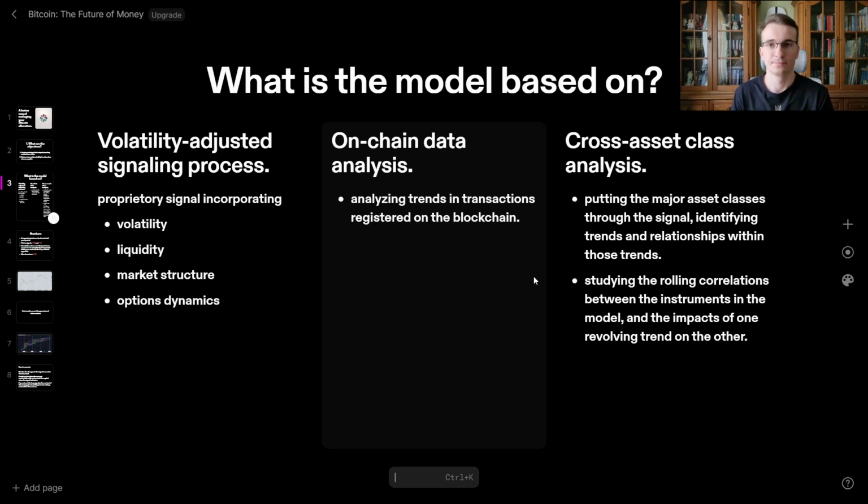What's the model based on? Volatility adjusted signaling process, on-chain data analysis, and cross-asset class analysis. Volatility adjusted signaling process is a proprietary signal that we created that we utilize for trading all of the asset classes. On-chain data analysis, this part of the model we outsource to another independent research company. And cross-asset class analysis is something that glues it all together and generates the ultimate signal of what we should do. Is it positive or is it negative for the Bitcoin?